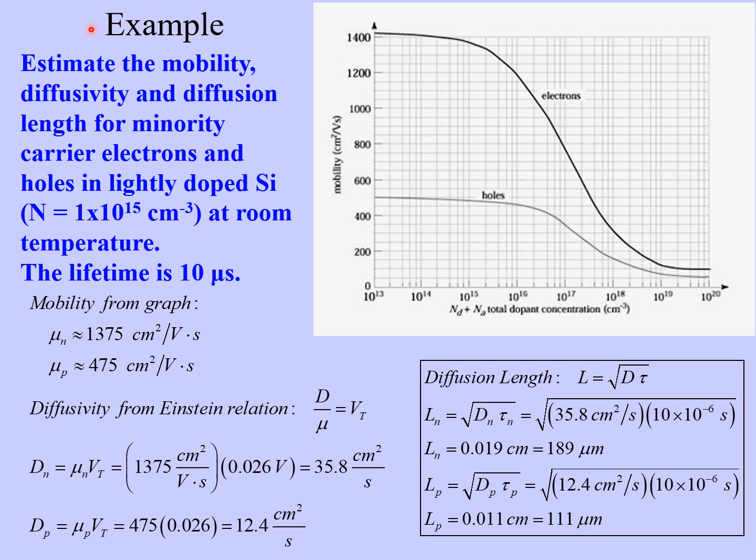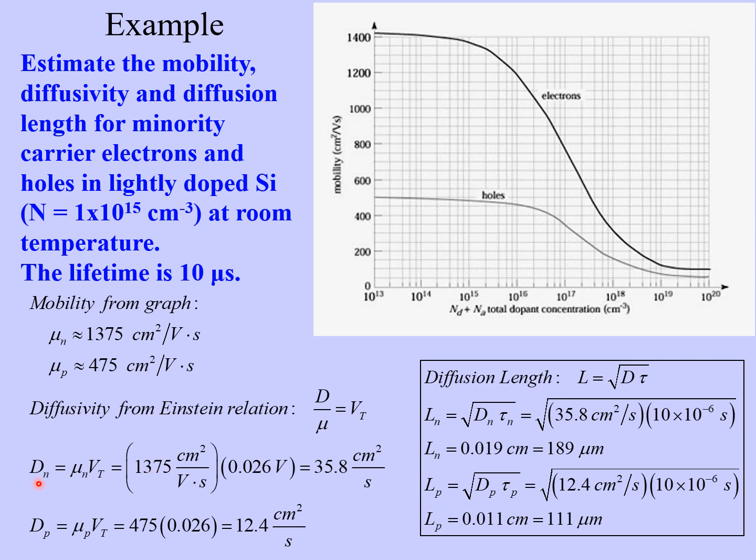So here's an example where we're asked to estimate the mobility, diffusivity, and diffusion length for minority carrier electrons and holes in lightly doped silicon, doped at 1 times 10 to the 15 at room temperature. And we're told that the lifetime is 10 microseconds. At the doping level of 10 to the 15, we did this before, we can read off the graph and estimate the mobility of electrons is 1375, and the mobility of holes is about 475. And the diffusivity comes from the Einstein relation.